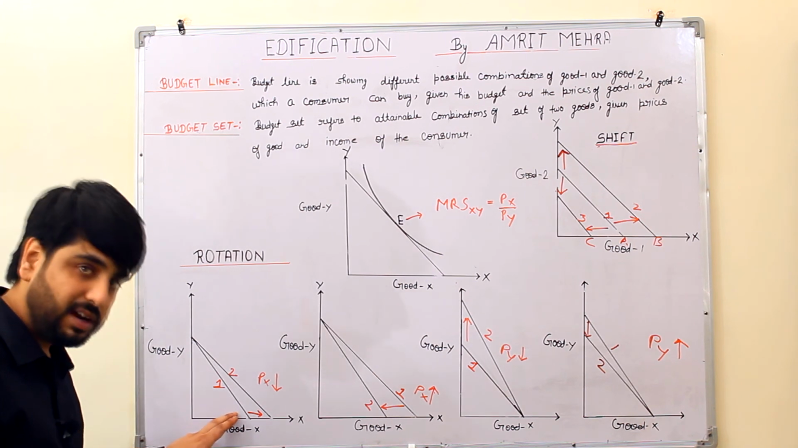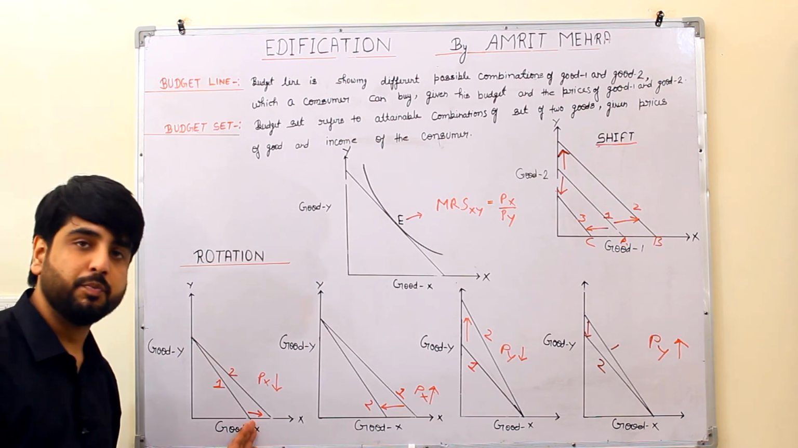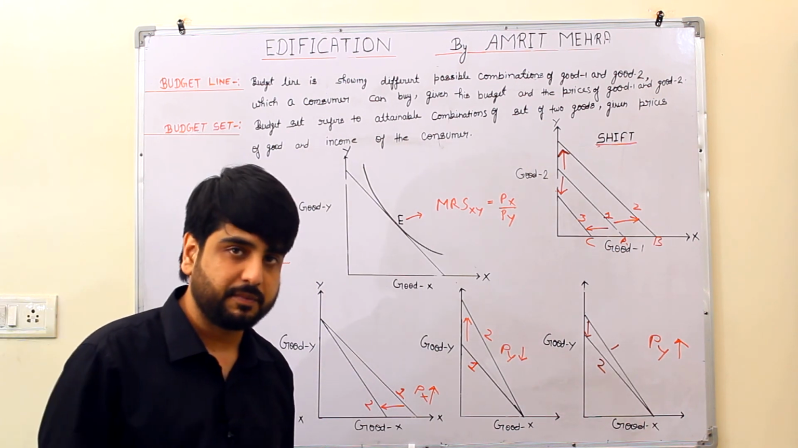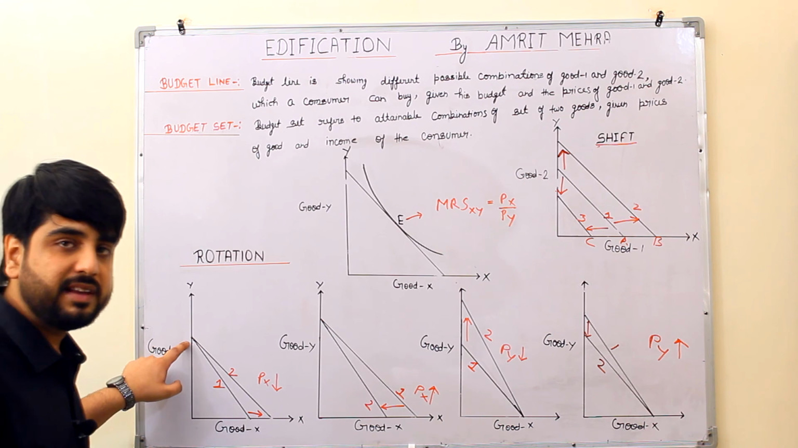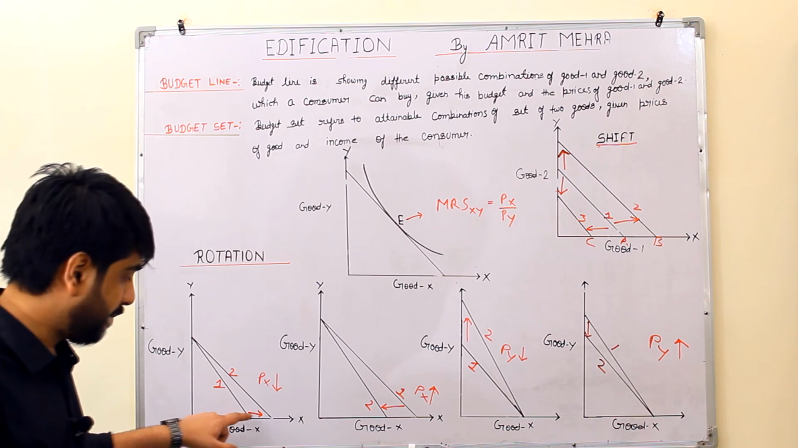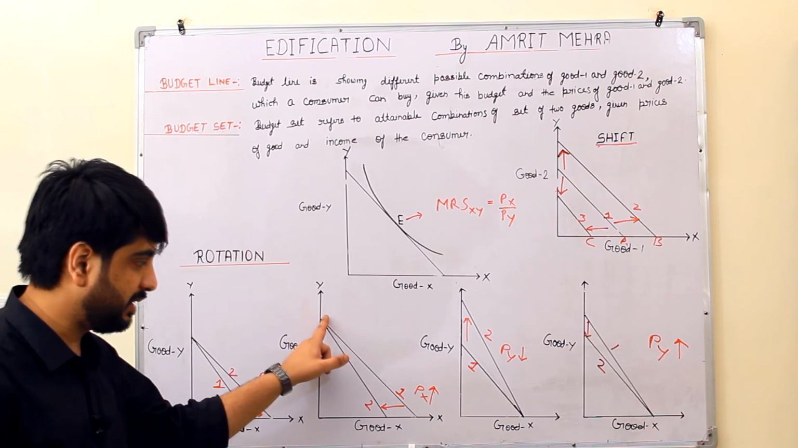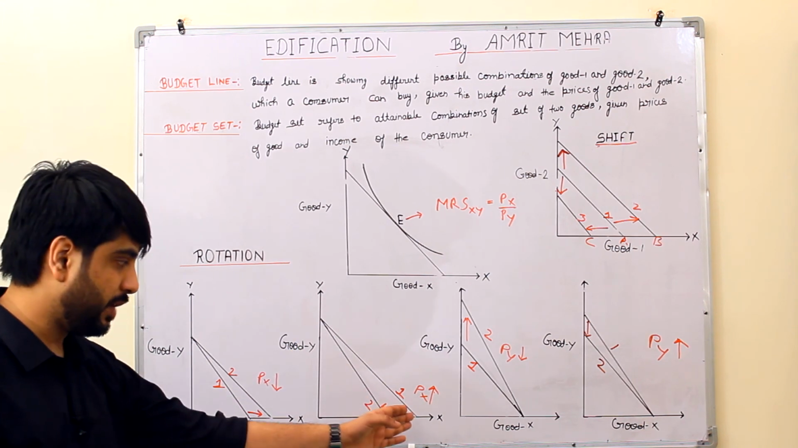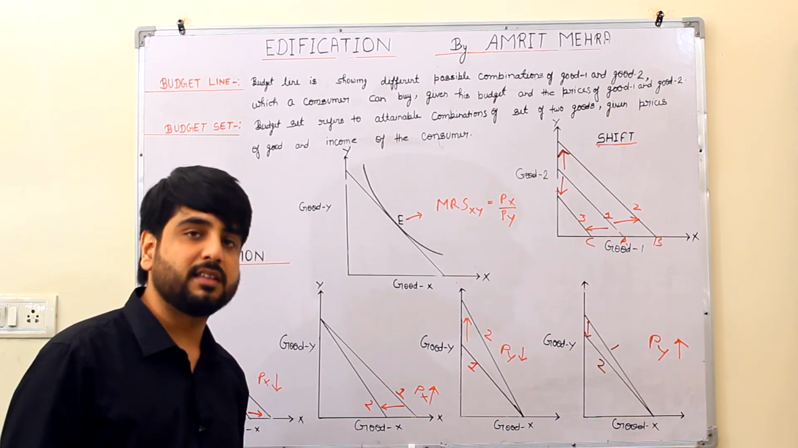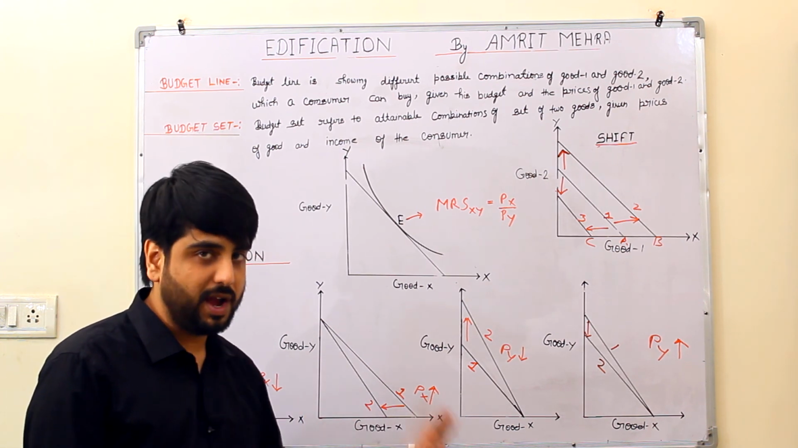Initial budget line 1. The second budget line on the right shows that we are able to consume more of good X. Why? Because the price of good X is decreasing. The consumption of good Y is the same, but the consumption of good X is increasing on the second budget line. If we change the explanation, we say that this is our initial budget line and we show a leftward change by the second budget line because the price of good X has increased. Same cases can be shown for good Y.